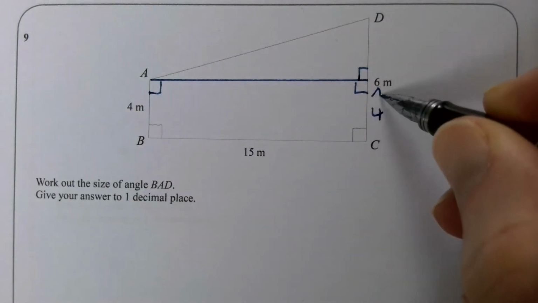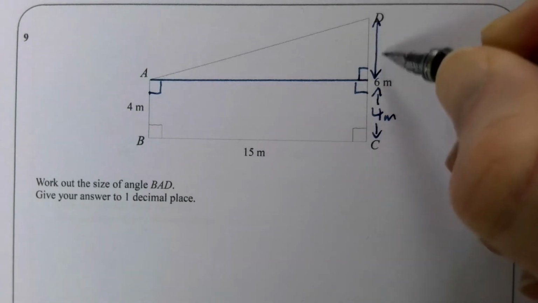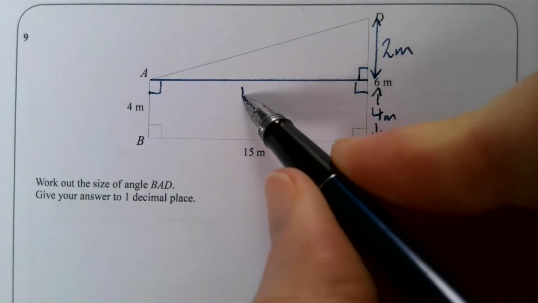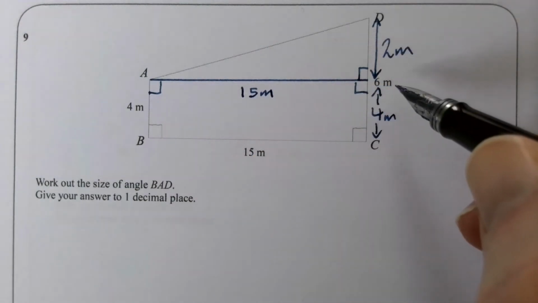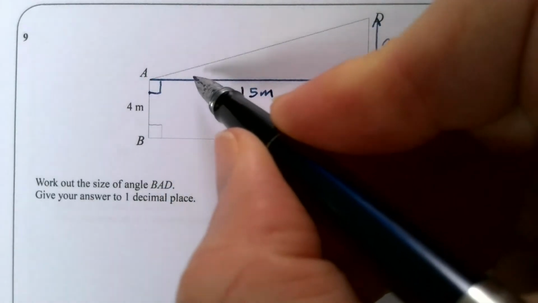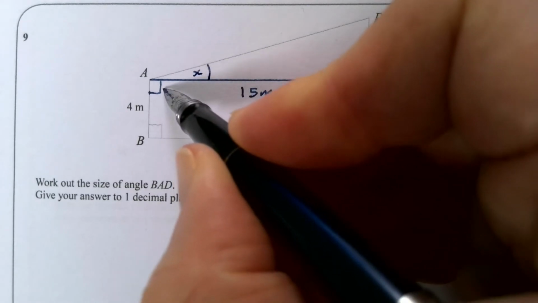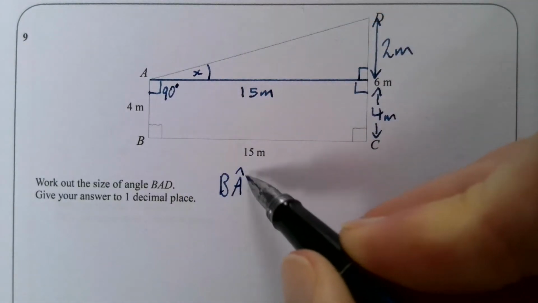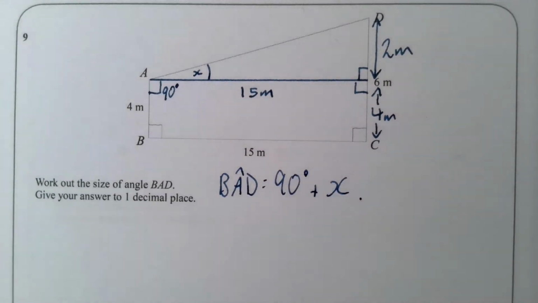I know that that is 4 meters. Therefore, I also know that that's 2 meters, that length there. And I know that this length along here is 15 meters. So I know 2 lengths, and I want to know the size of angle BAD. So that means if I work this out and add 90 degrees, I know that angle BAD is going to equal 90 plus whatever x is.